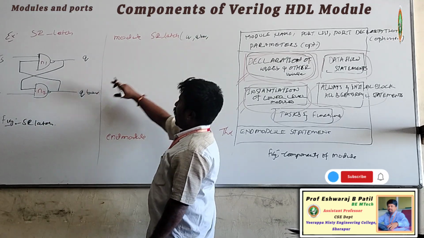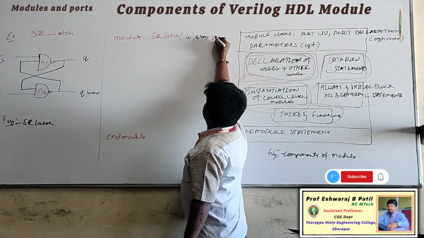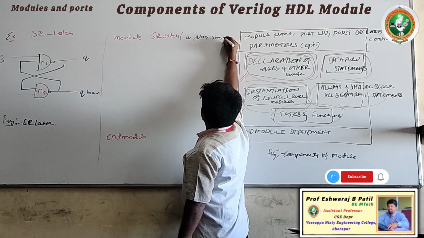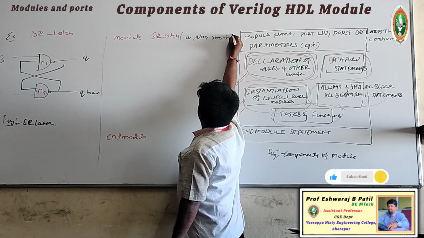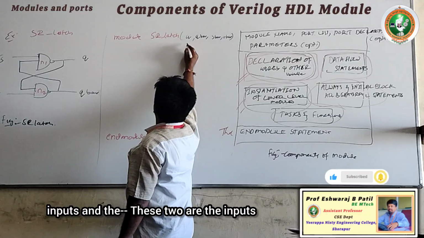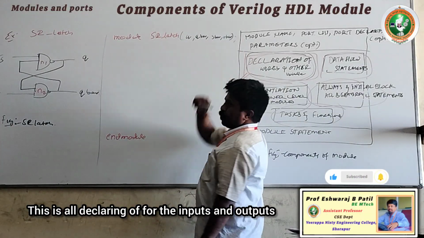Then I have to declare the inputs also here. Which are those? S bar and R bar. These are my inputs, and these two are the outputs. Okay, this is all about declaring the inputs and outputs.